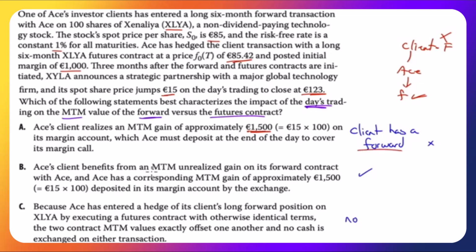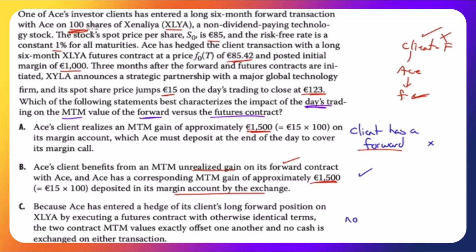ACE's client benefits from a mark-to-market unrealized gain on its forward contract with ACE. That is true. And ACE has a corresponding mark-to-market gain of approximately €1,500 deposited in its margin account by the exchange. That's right. The forward contract has an unrealized gain. It doesn't tell you how much it is. It just says unrealized gain, which is true. It's an unrealized gain at that point. Whereas ACE has the futures contract, $15, €1,500 would be deposited in. Each contract, we're told, is for 100 shares.